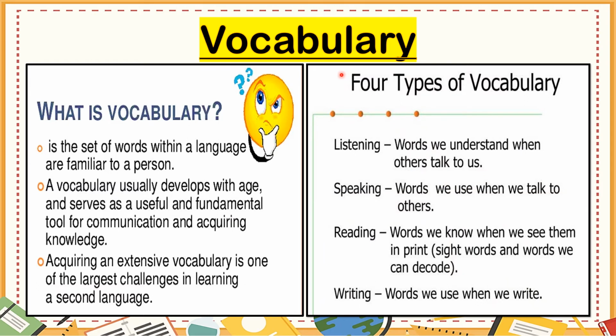Four types of vocabulary. Number one, listening. Words we understand when others talk to us. Number two, speaking. Words we use when we talk to others. Number three, reading. Words we know when we see them in print. Sight words and words we can decode. And the last one, writing. Words we use when we write.